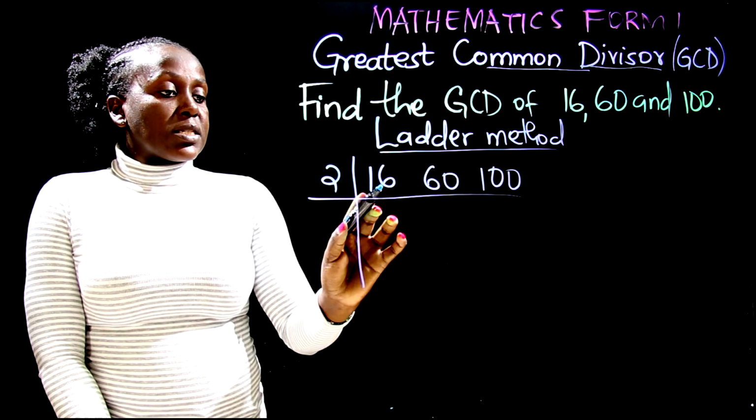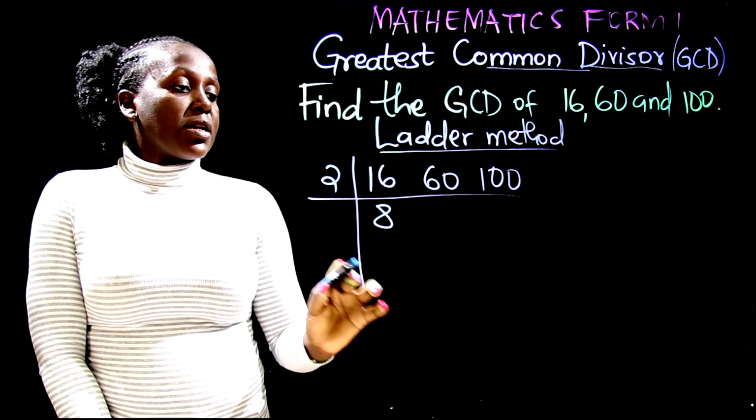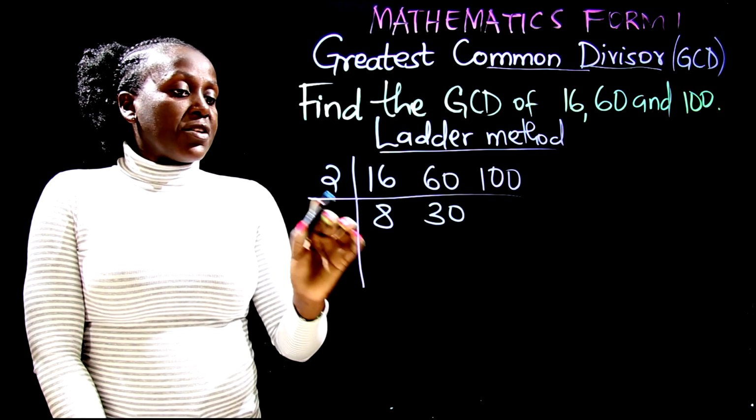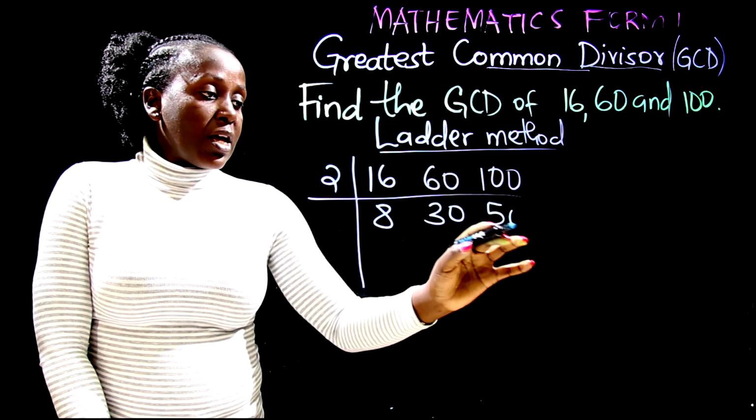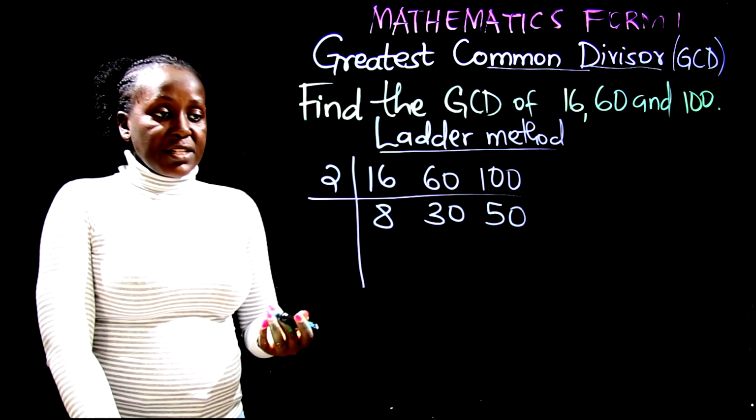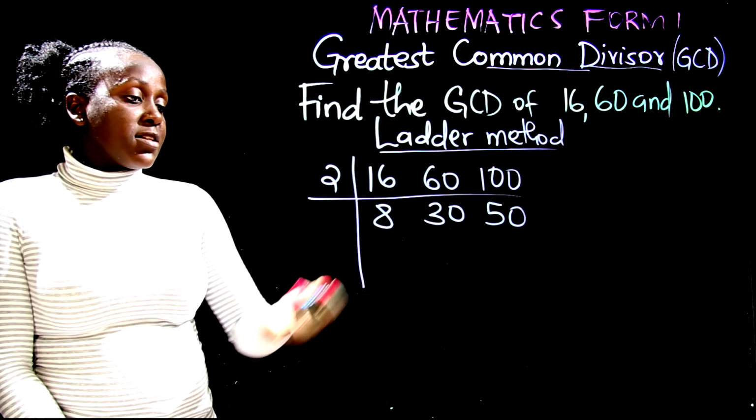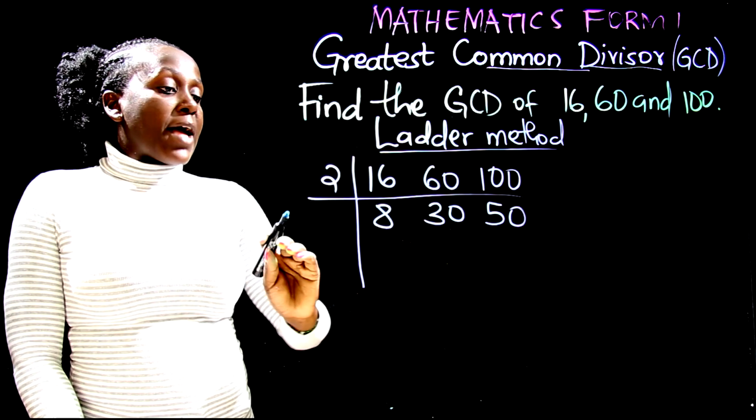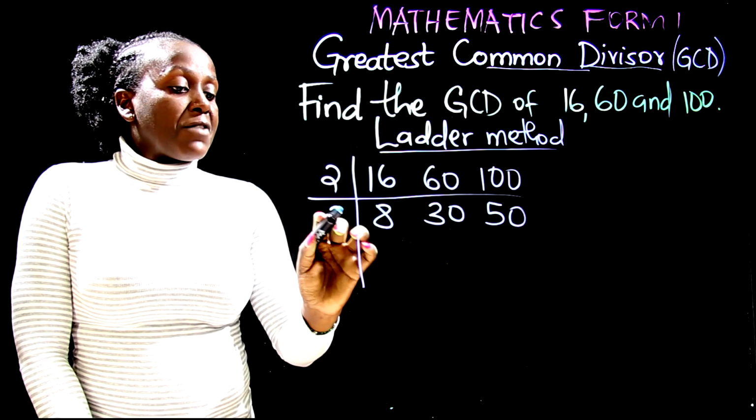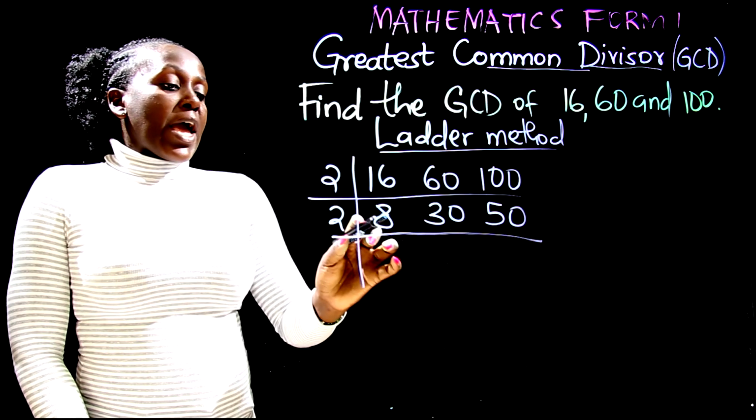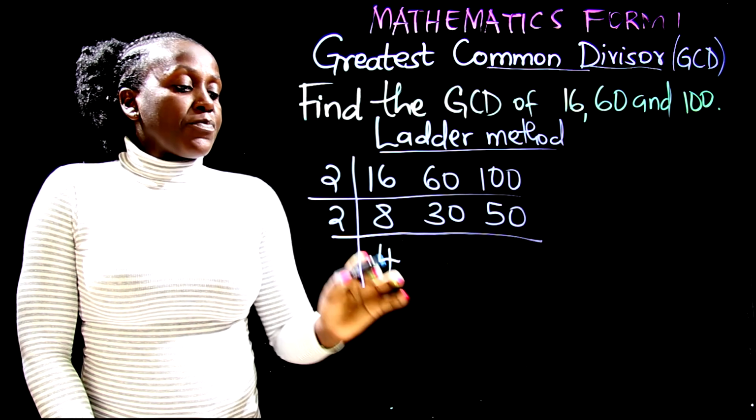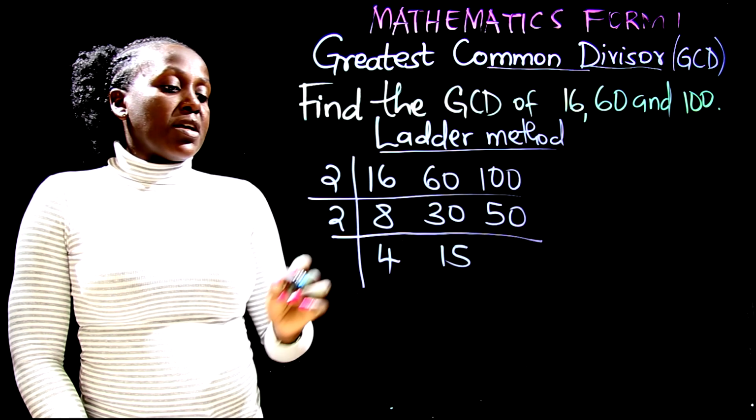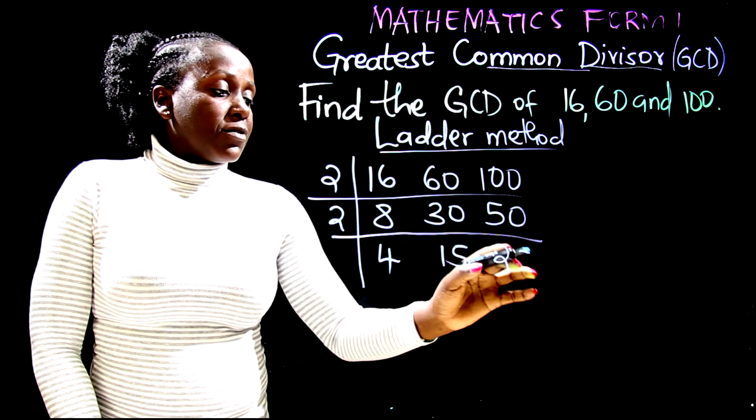So we divide 16 divided by 2 is 8, 60 divided by 2 is 30, 100 divided by 2 is 50. Then at this point you need to ask yourself, is there a number that can divide 8, 30, and 50? Yes, 2 can divide all the 3 numbers. So we divide by 2 again. So 8 divided by 2 is 4, 30 divided by 2 is 15, 50 divided by 2 is 25.